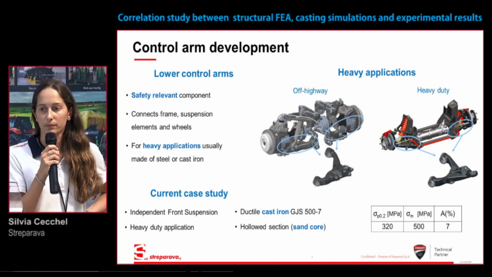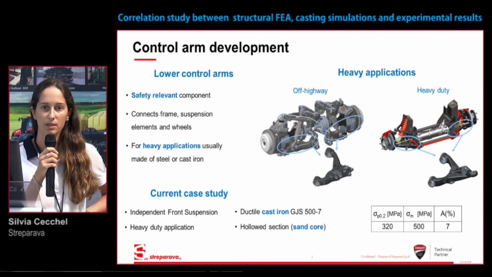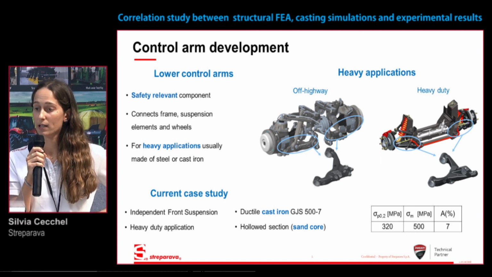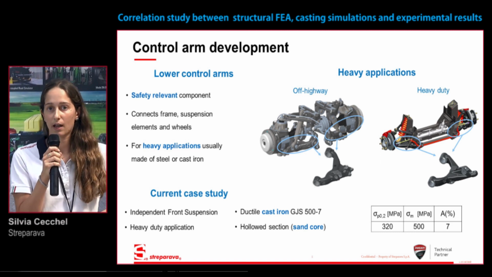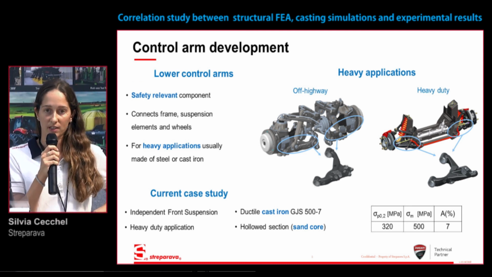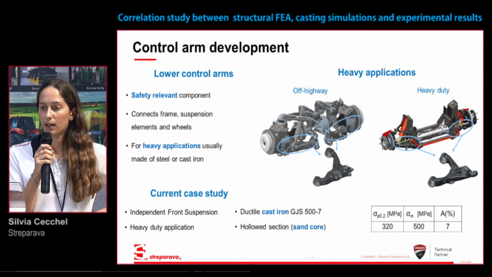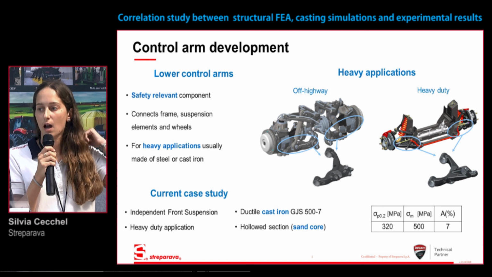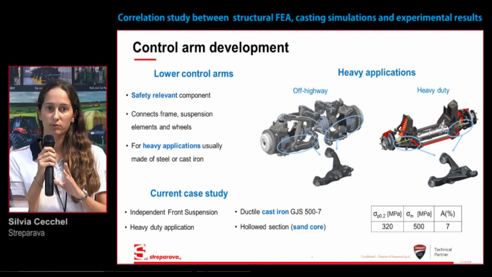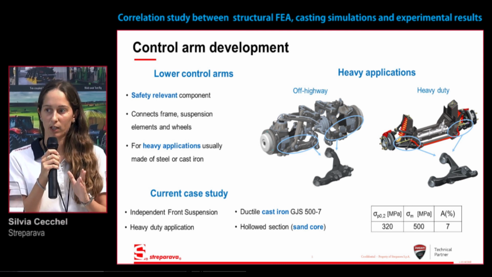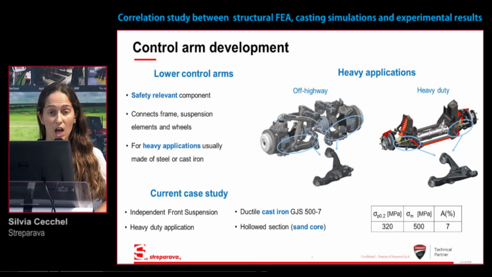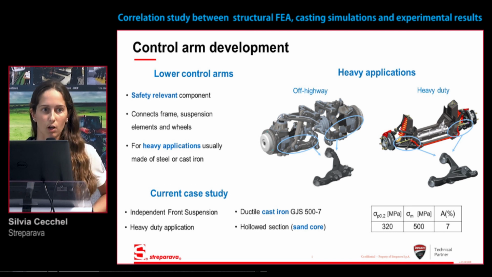So the case study will focus on control arms. Control arms are safety-relevant components, connect the frame with suspension elements and wheels, and usually for heavy applications, they are made of steel or iron. The current case study is about an independent front suspension for heavy-duty application, and as you can see in the slide, both the shape and the material of this kind of component for heavy-duty application are very similar to the same component for off-highway application. The material is a ductile cast iron. The shape is a hollow section obtained thanks to the use of lost sand core.